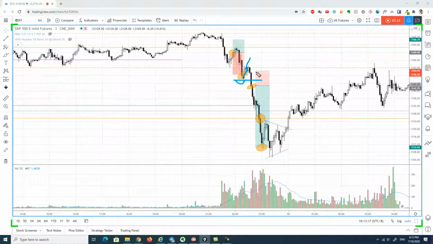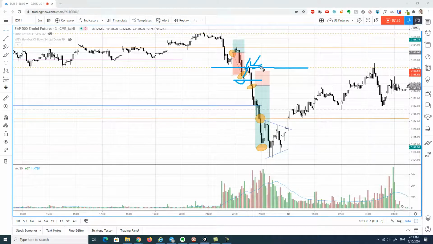The rally is mediocre. In fact, it just tested this 3152 level, which acted as a resistance right after it just penetrated through, and it just can't commit above here. And subsequently, we can see this kind of bearish bar showed up, and this bar is the confirmation. So it just gave me the confirmation to go short.